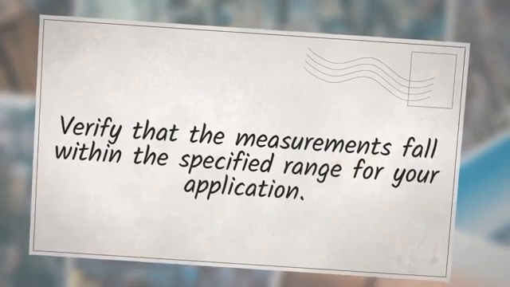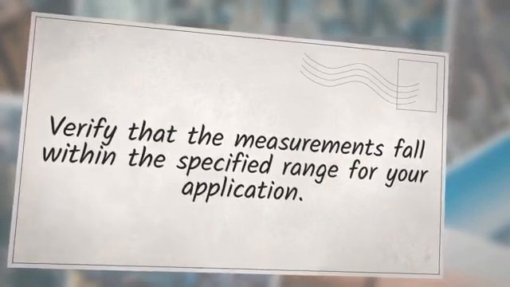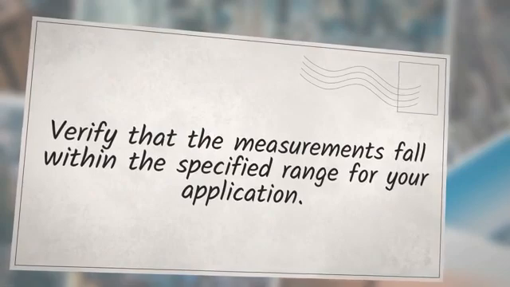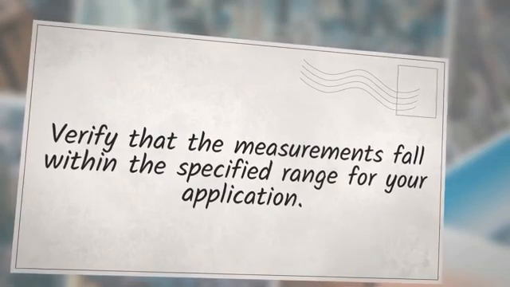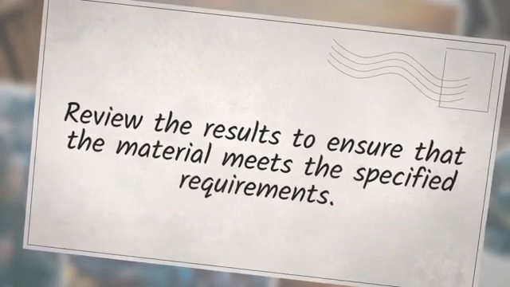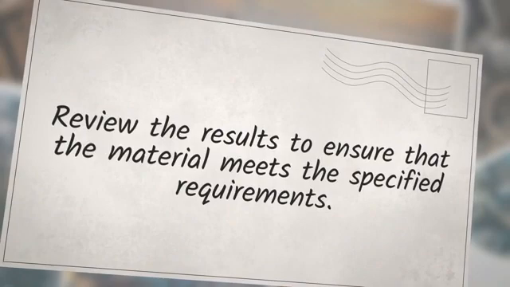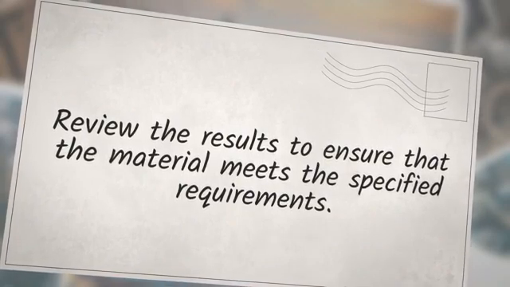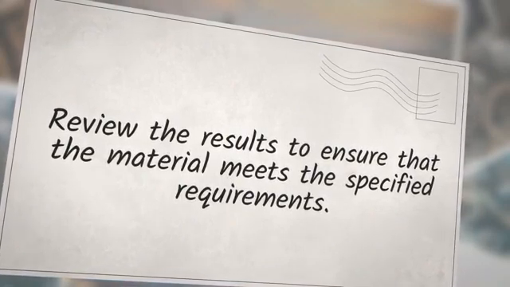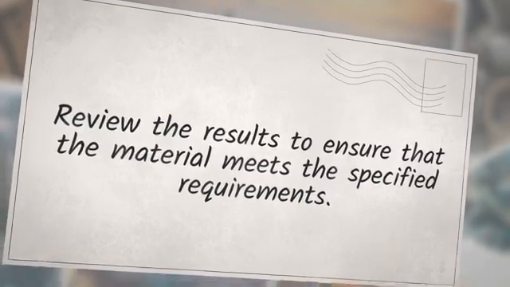This section provides information on the material's dimensions and tolerances. Verify that the measurements fall within the specified range for your application. If applicable, this section lists the results of any non-destructive testing, such as ultrasonic testing or magnetic particle inspection. Review the results to ensure that the material meets the specified requirements.